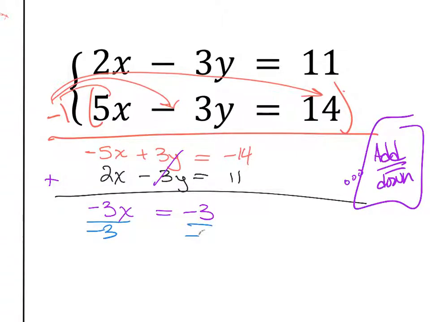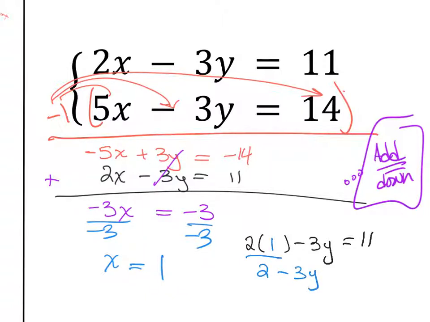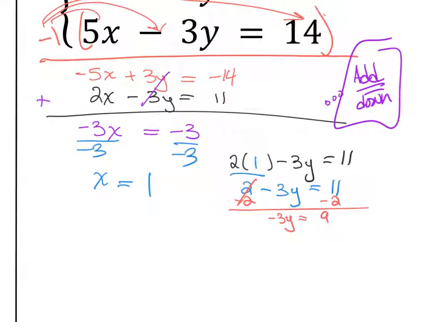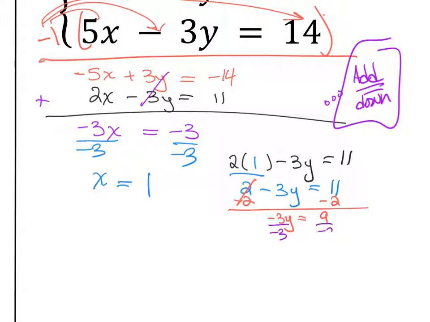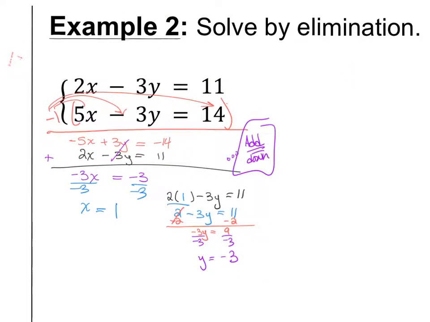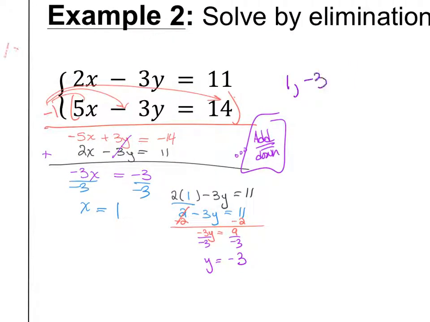Divide both sides of our equation by negative 3, and you get that x is equal to 1. Now you take that value of x and plug it into one of the two original equations. I'm just going to choose the top one. So the top one is 2 times x minus 3y equals 11, where x is 1. 2 times 1 is 2, minus 3y is equal to 11. Subtract 2 on both sides. Negative 3y is equal to 9. Divide by negative 3. Y is equal to negative 3. So my proposed point solution is x is 1, y is negative 3.